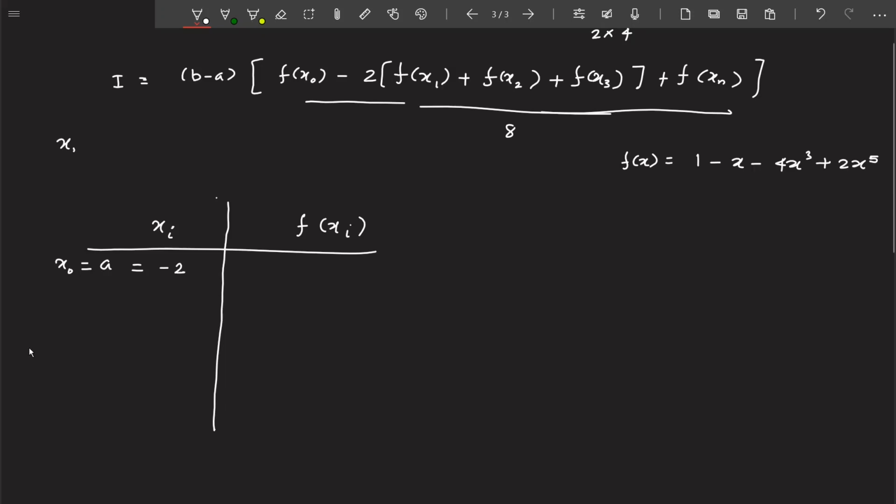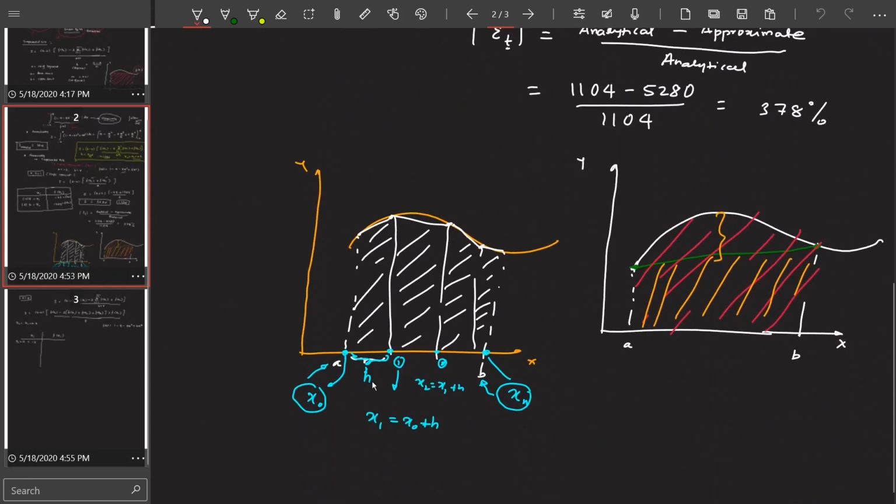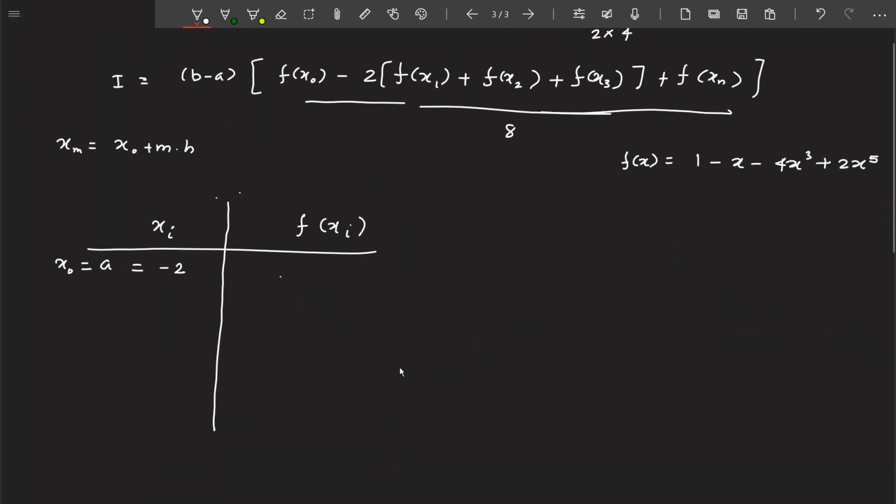So as I told you, xm is equal to x0 plus m into h. Okay, so this is your first point. What will be your next point? The next point is going to be x0 plus h, then x1 plus h, and so on. Okay, so we can directly find out. So what is the value of x1? x0 plus h.